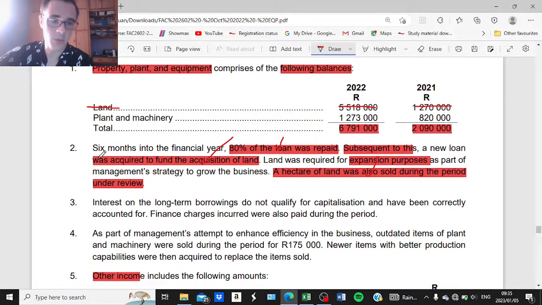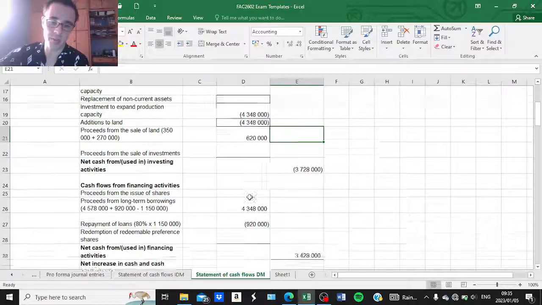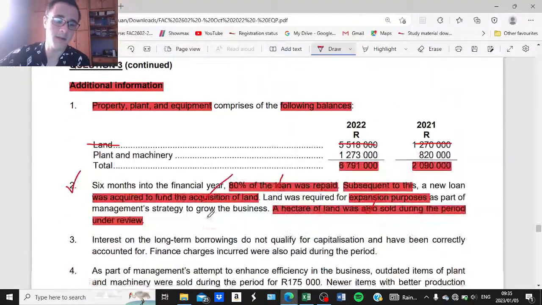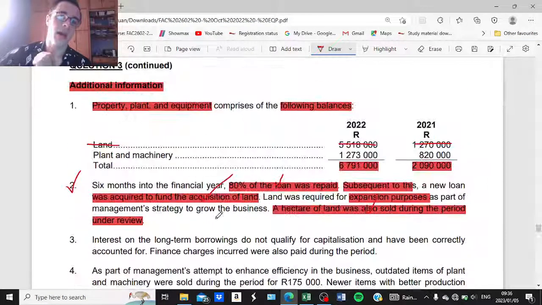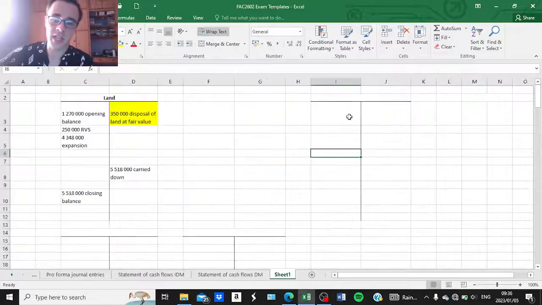All right, so we are done with land. We have also taken the changes in the loan into account, specifically the repayment, as well as the additional land that was acquired. And we have considered the profit on sale of land. Keep in mind that we are not done with additional information point 1 as yet. We still need to consider plant and machinery. So let's draw up a general ledger account for that item as well.